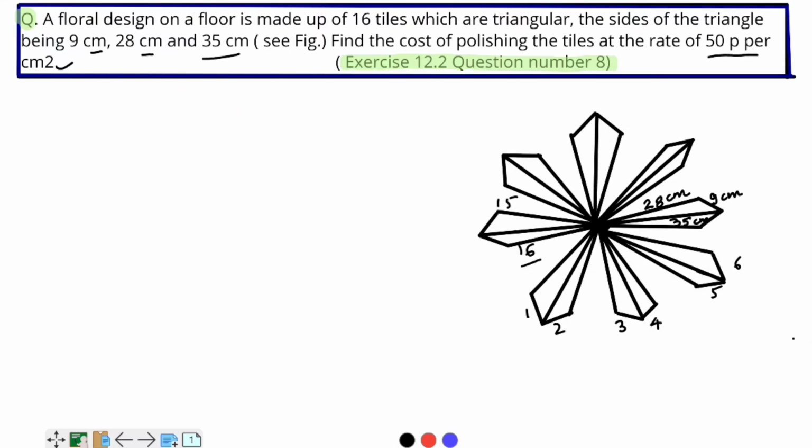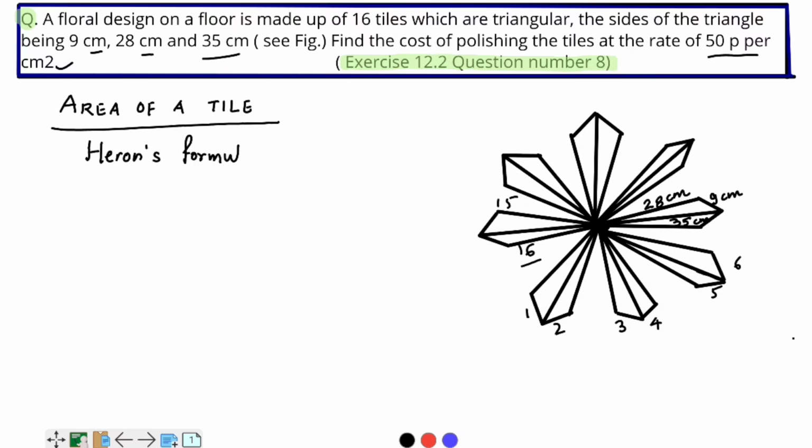So what we do, we will find out the area of one tile, and then we will multiply it by 16, and then we will find the cost of polishing the tiles at the rate of 50 paise per centimeter square. Alright, so let us find the area of one tile. Area of a tile we have to find. So how we will find it? We know Heron's formula for finding the area of the triangle. We will use this formula.